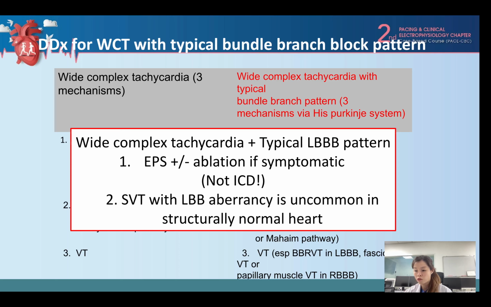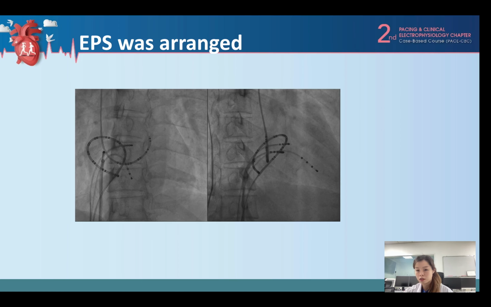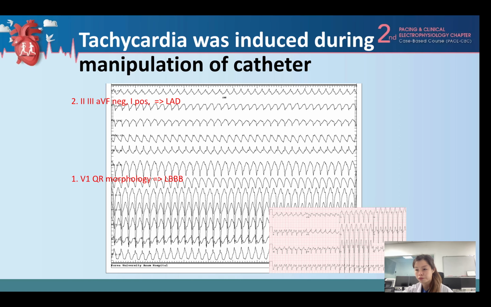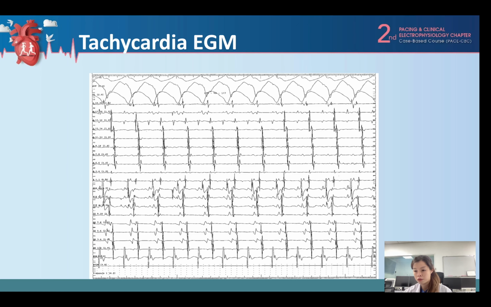Moreover, SVT with LBB aberrancy is uncommon in a structurally normal heart. Other differential diagnoses should be actively investigated. EP study and ablation was arranged for our patient. Tachycardia was readily induced during catheter manipulation at the start of the procedure. The tachycardia ECG is exactly the same as the one before the first ablation.